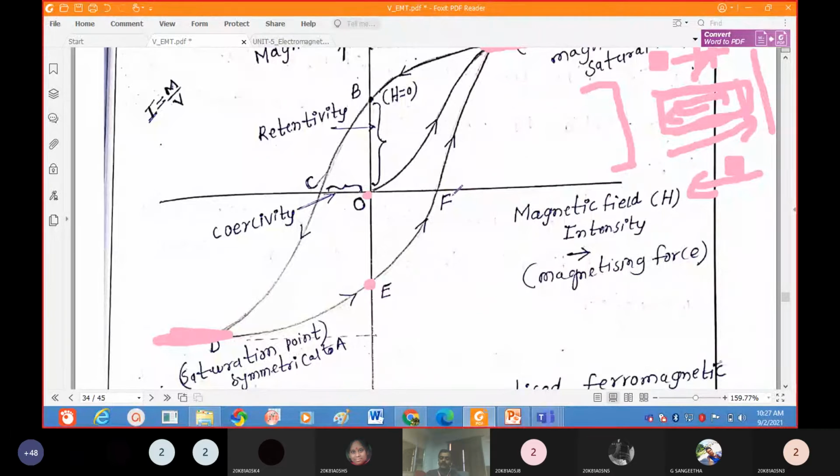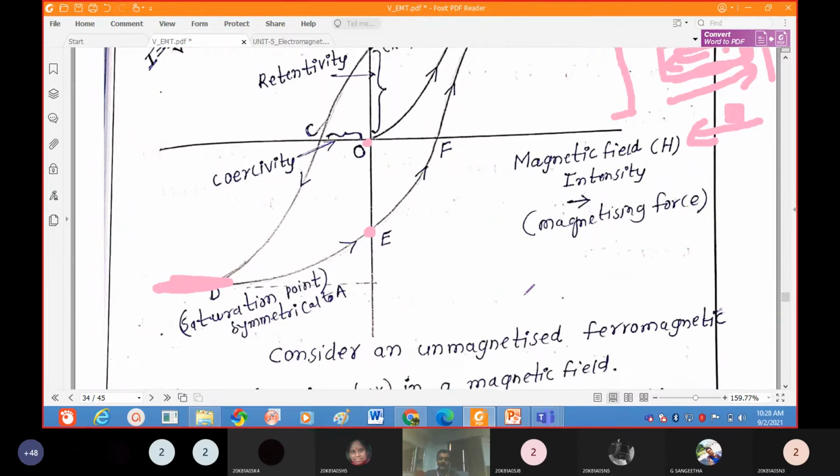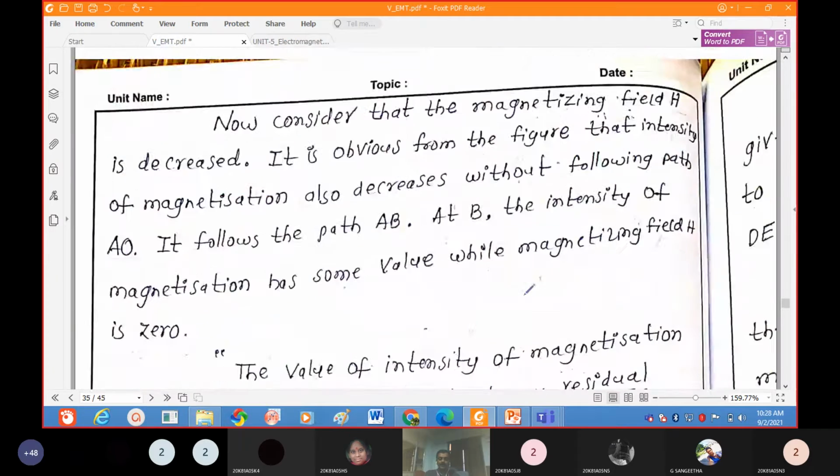Now if you further increase the H value, it will increase in the manner of F to A. Okay, so this is the hysteresis curve. You have to explain each point: O to A to B, B to C, and C to D, and D to E to F, and F to A. This is a repeated curve, and we call this curve the hysteresis curve.